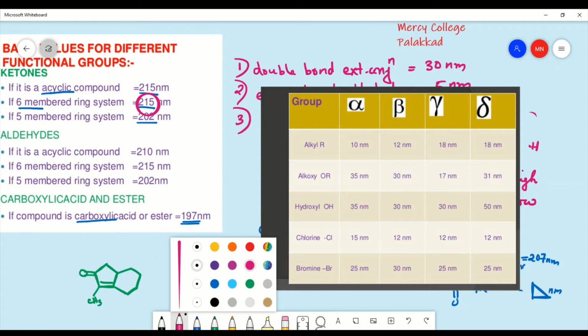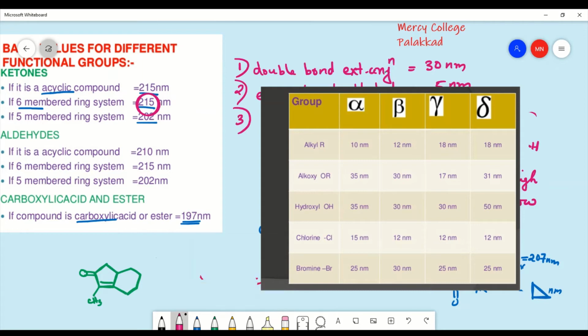If you are seeing this, this is our alpha beta unsaturated ketone, right? The base value will be for a 5-membered ring, which is a 5-membered ring, right? So that will be 202, right? So 202 plus. Then with respect to this one, this is the alpha carbon, this is the beta carbon. Now this is the gamma carbon, delta carbon, right? Here also this is the gamma carbon, delta carbon. It will go on like that.